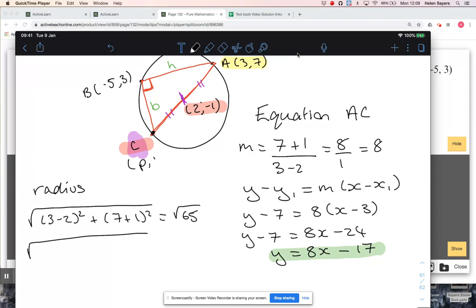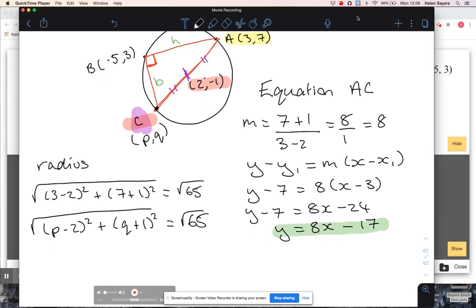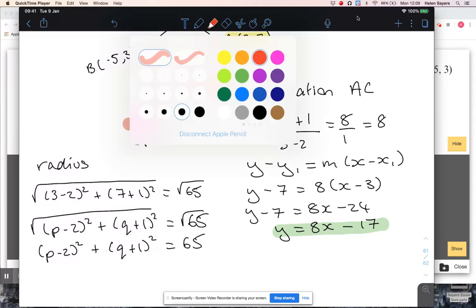Let's call C (p, q). Okay, so if I do the distance between the midpoint and C, it's going to be (p minus 2) squared plus (q plus 1) squared, and I know that that should equal root 65. So if I square both sides to start with, just to get rid of that square root, I can see an end in sight. It's quite a lot, right? Okay, so I have now got two equations.